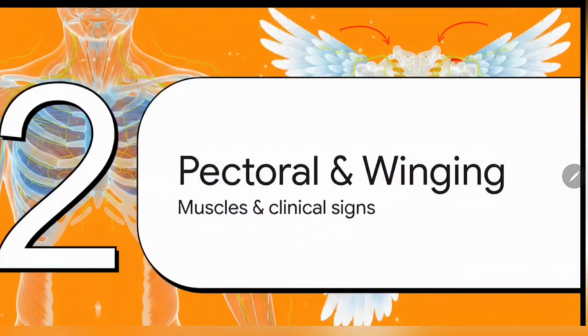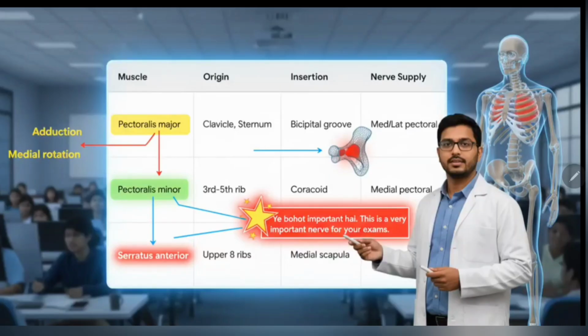Perfect. Section 2. Pectoral muscles and winging. Let's look at some muscles and clinical signs. Excellent. So the foundation is set. Now let's pack some muscle onto it. We have our heavy hitters right here. Pectoralis major, pulling the arm in for adduction and medial rotation. Just beneath it, the pectoralis minor, grabbing onto that coracoid process.